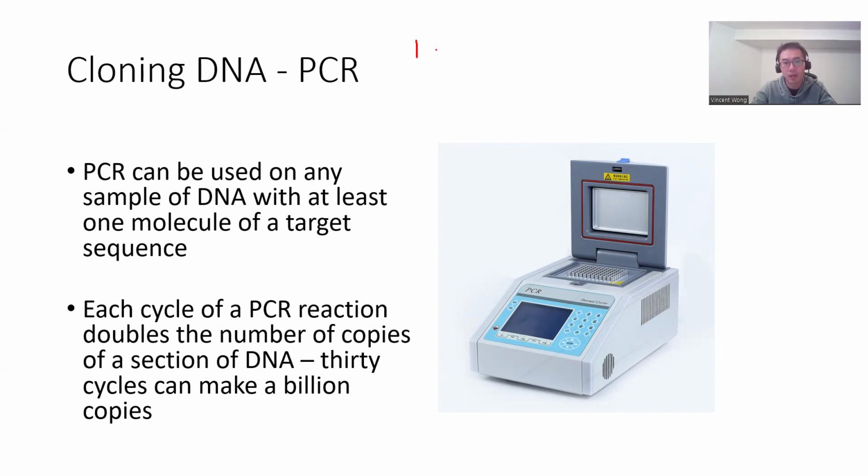So let's say you start with one copy. One cycle later, you're going to have two copies, and you do it again, you're going to have four copies, 8 copies, and so on. So if you do it 30 times, you can plug that into the calculator. You'll see that you will have billions of copies.